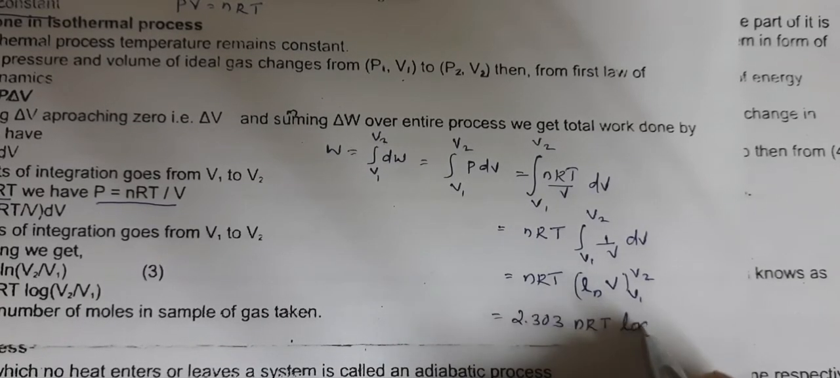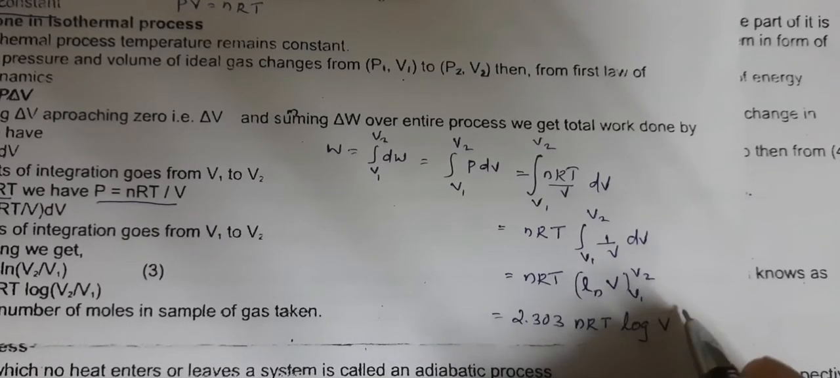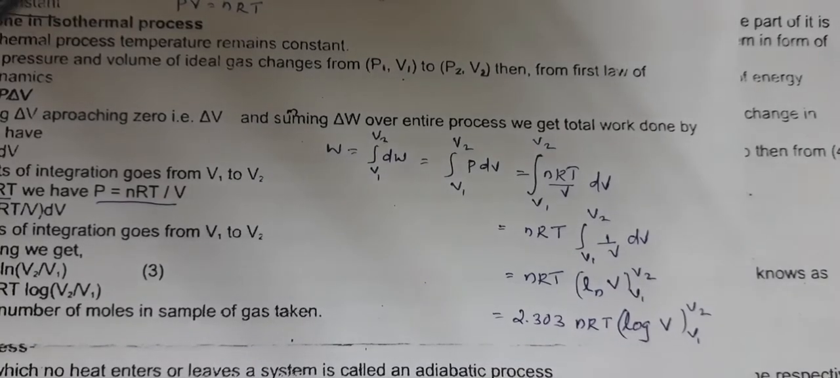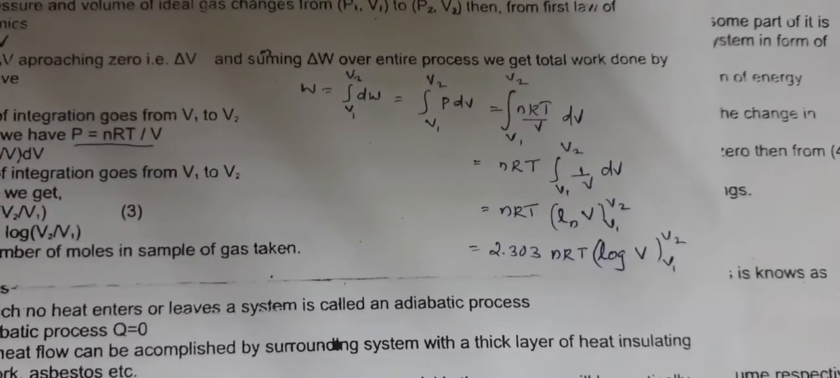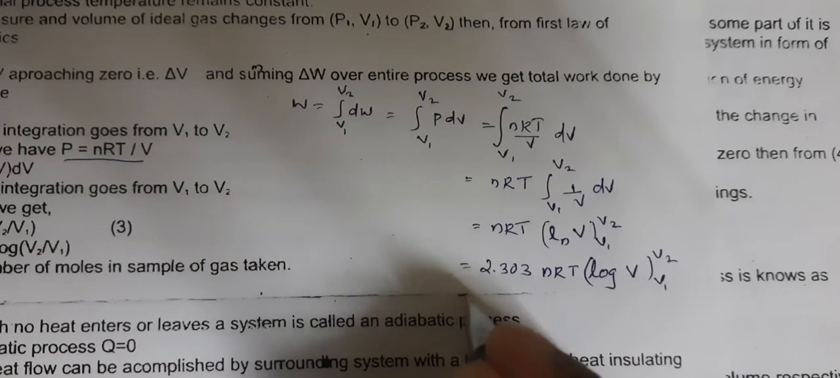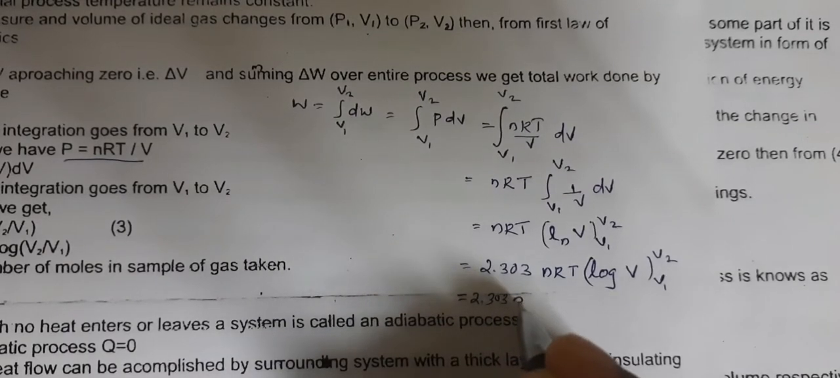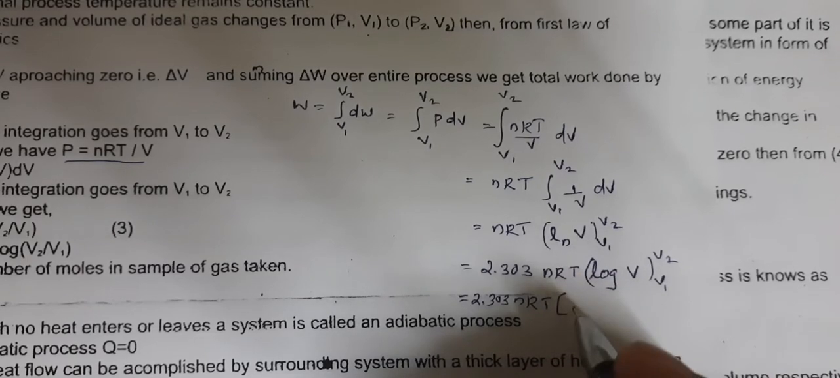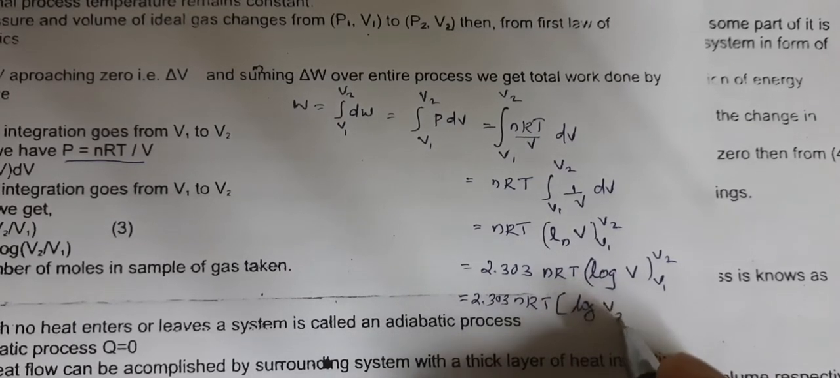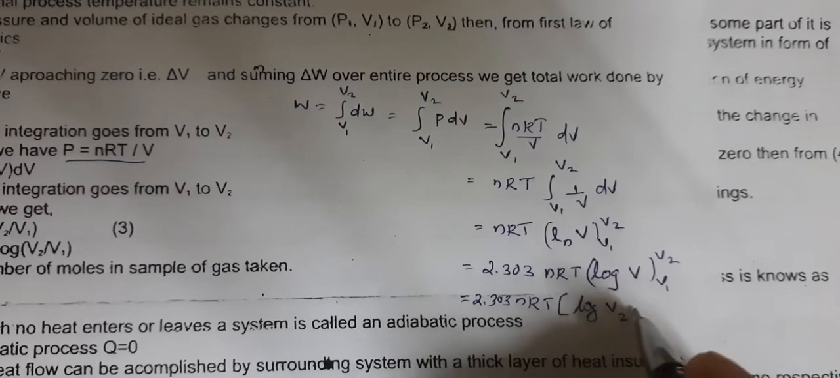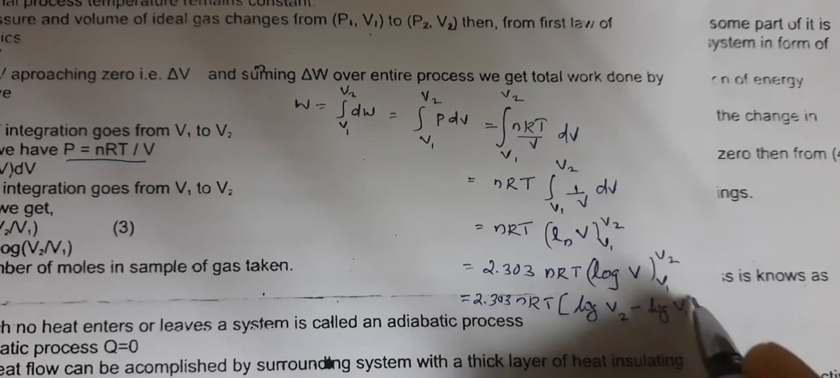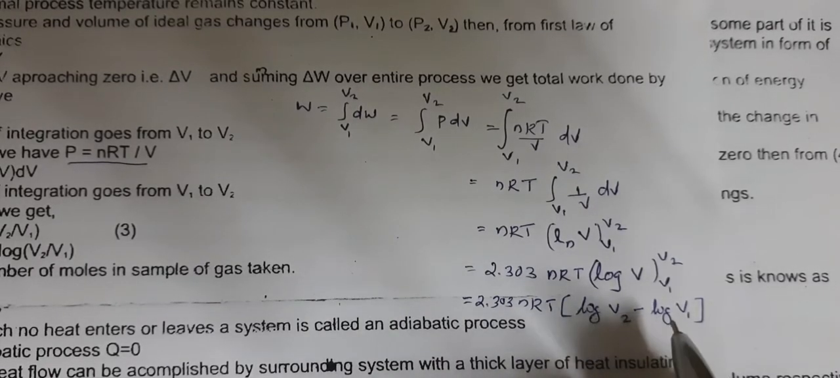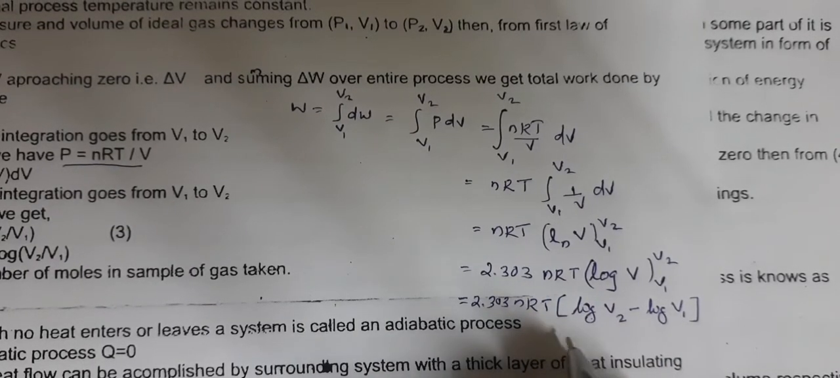Now I can write it as log V, varying from V1 to V2. Another thing we need to know is 2.303 nRT. After getting this value, log V, I should write it by first giving the upper limit V as V2 minus log of the lower limit V1. This is in the form log A minus log B, but log A minus log B is log A by B.